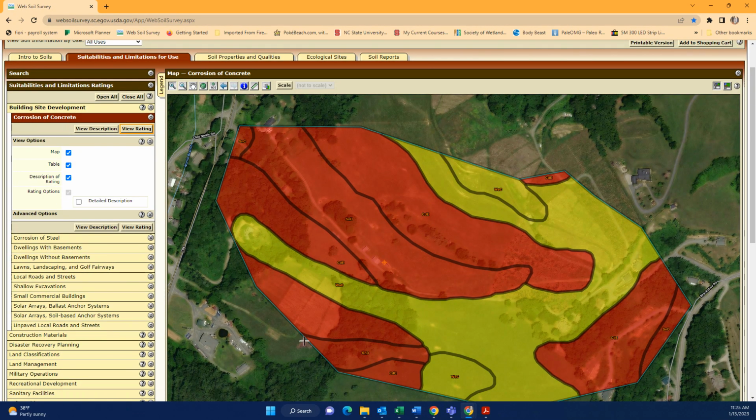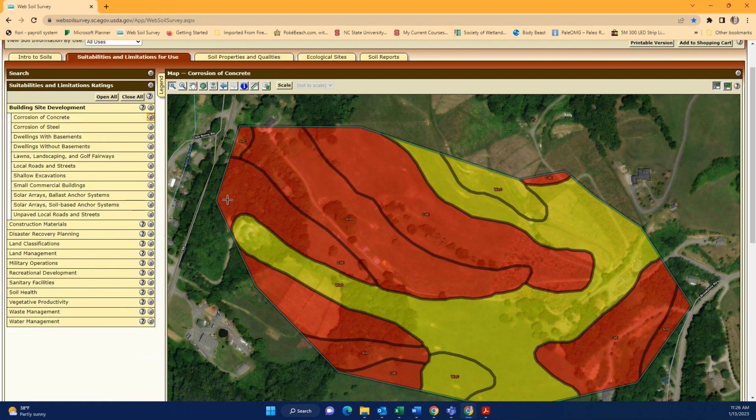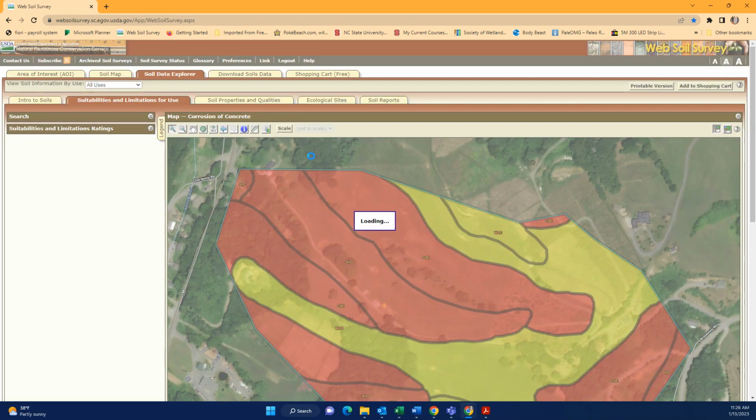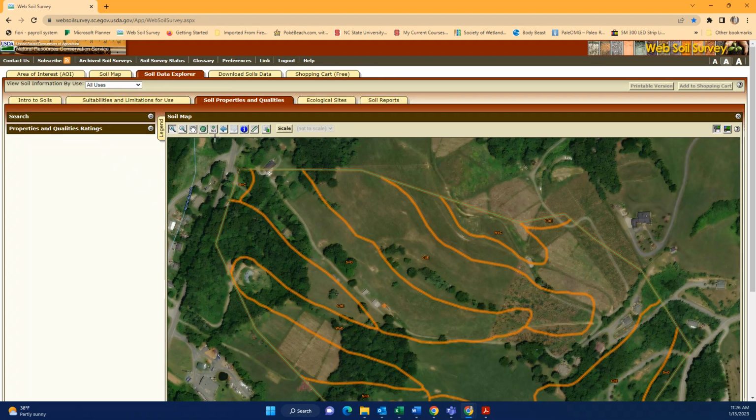If I saw this, I would reach out to the engineer and say, hey, I did my soil information and this has pretty corrosive conditions at the site. So is there something I need to do about that? What type of planning do I do, or is this something I should hand over to you? Moving forward, some other things I would look for are mostly in the soil properties and qualities.